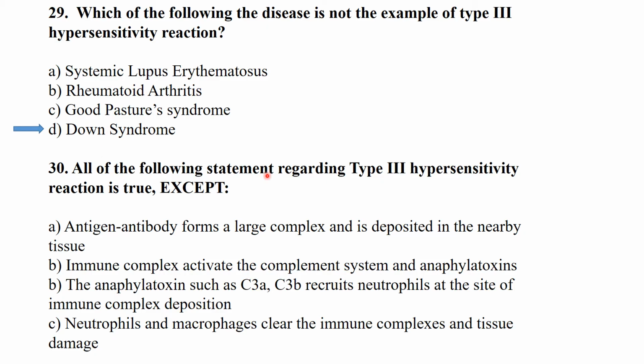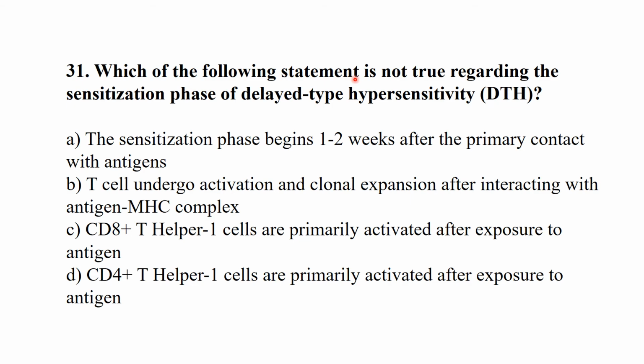All of the following statements regarding type 3 hypersensitivity reaction are true except neutrophils and macrophages clear the immune complexes and tissue damage. It is not the characteristic of type 3 hypersensitivity. Which of the following statements is not true regarding the sensitization phase of delayed type hypersensitivity (DTH)? So it is CD8. T helper 1 cells are primarily activated after exposure to the antigen.